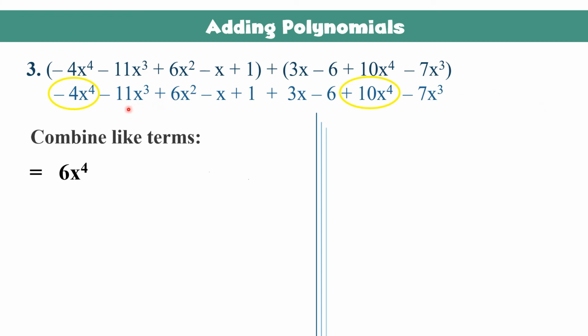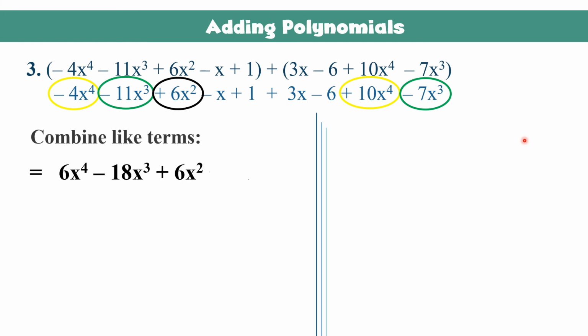Then after that, we have here x cubed. Negative 11x cubed can be combined with negative 7x cubed. So let's combine these two. Negative 11 plus negative 7, you will have negative 18x cubed. Both of them are negative. That's why we add the number and we copied the sign. Then, we have here 6x squared. Is there any term with a variable x squared? None. So, this positive 6x squared, we may just copy that.